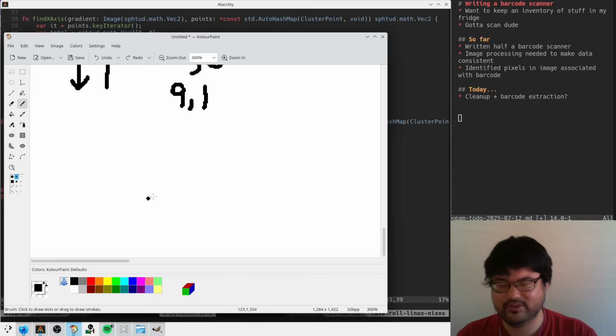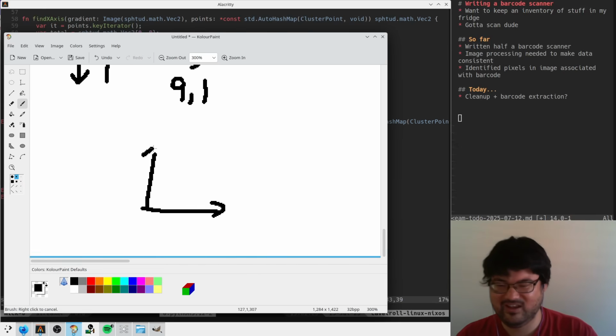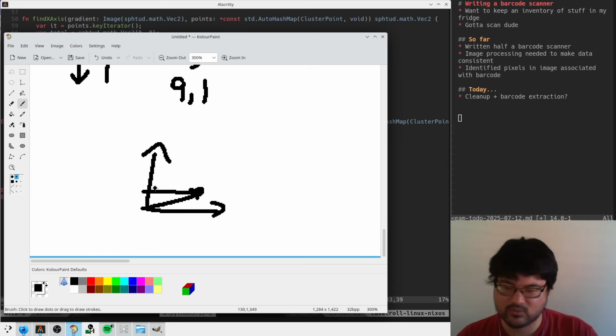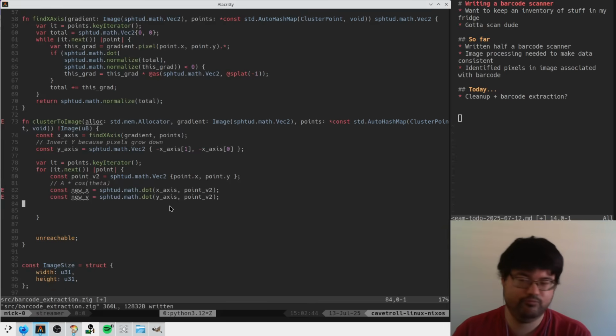Hold on. So we have a point here. If we project this onto the y-axis, project this onto y, project this onto x. This value and this value. Yeah, I think that's right. I think that is right. We'll see.